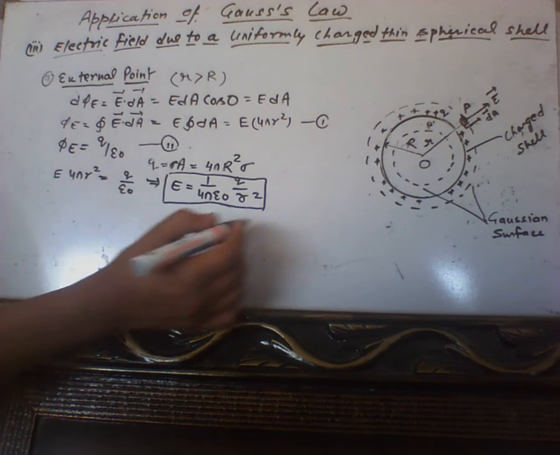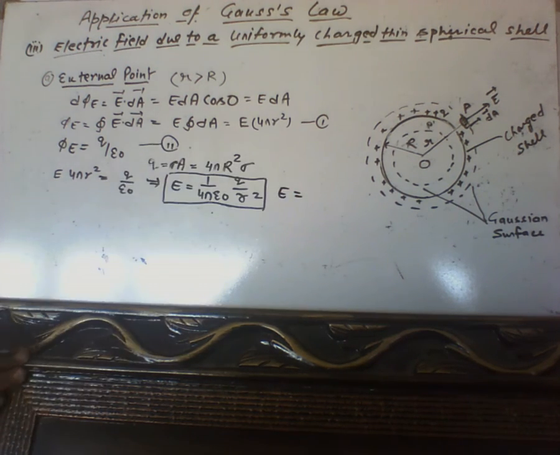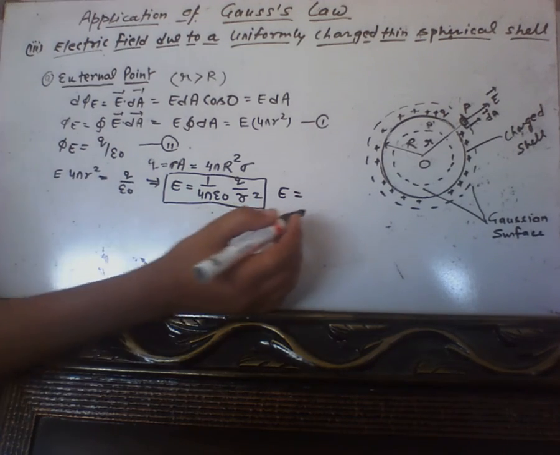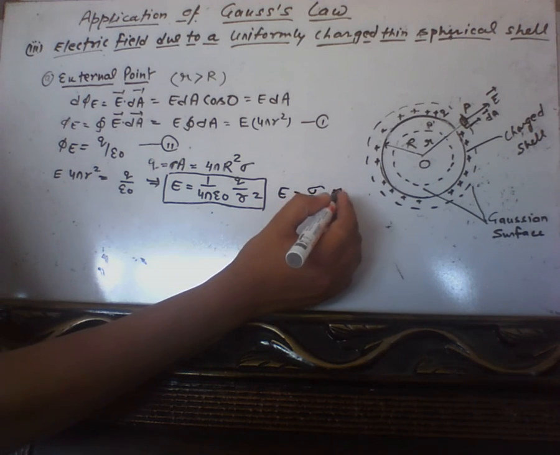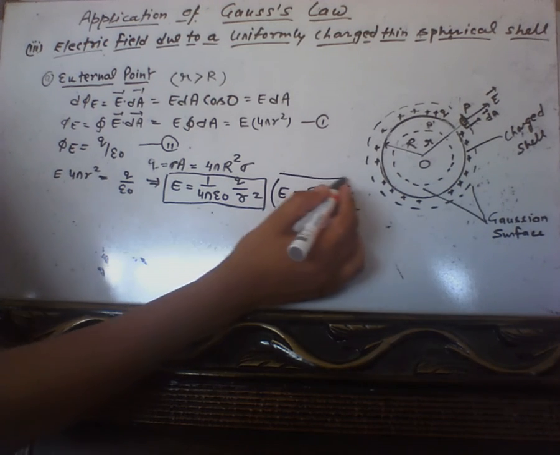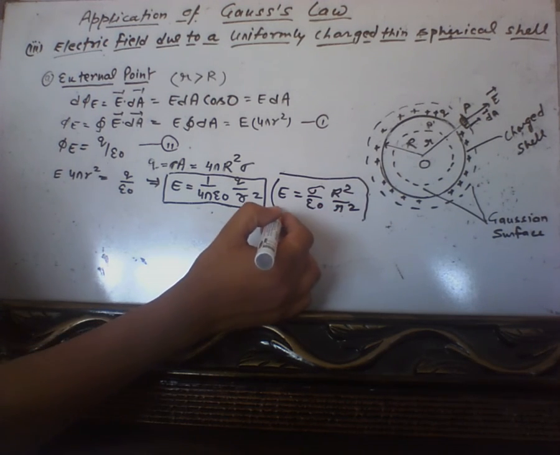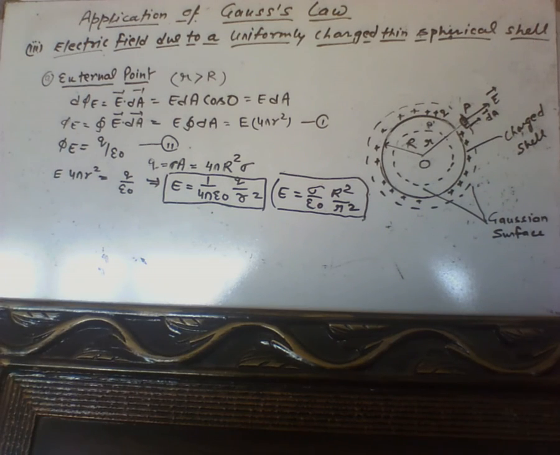or this can be written as, if we substitute the value of q from the above result, then we will get E is equal to sigma upon epsilon naught capital R square upon small r square. Now this is the formula for electric field intensity at a point which is outside the sphere.